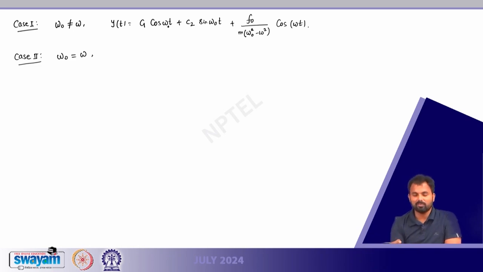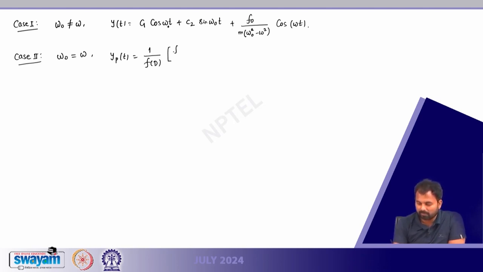If I do that, it will consume a lot of time, so I will write down the answer directly, but you can refer to the calculation in our next chapter. The complementary function part is the same, y(t) equals y_c plus the particular integral, which will change a little bit. We will have F0 by m into 1 by f(D) cos of omega t. F0 by m is not causing any trouble, so it simply comes outside.